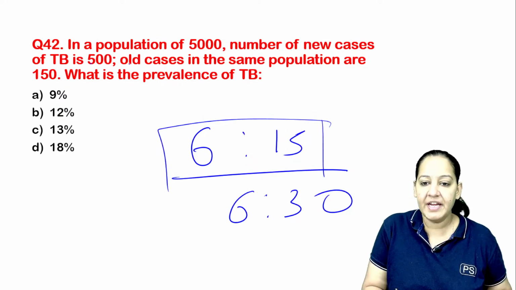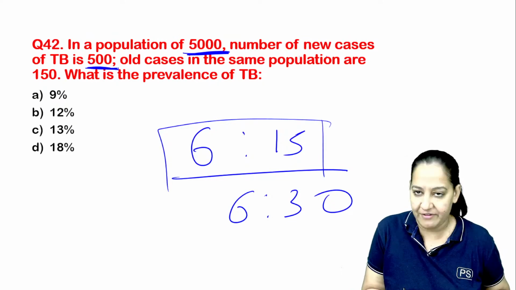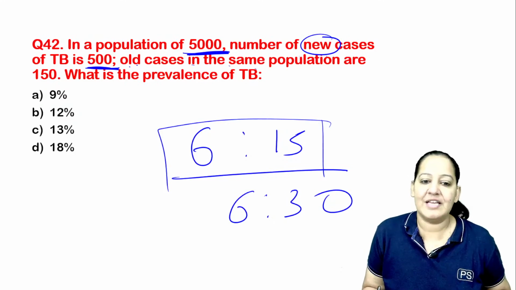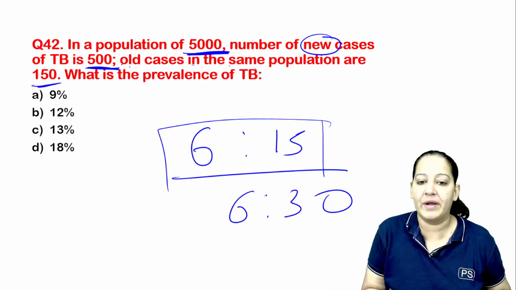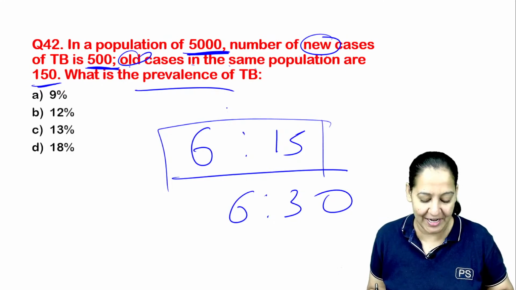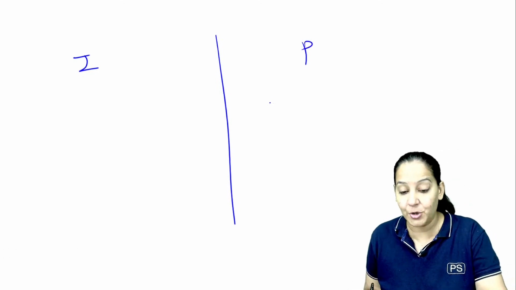Read the next question. In a population of 5,000, the number of new cases of TB is 500. Old cases in the same population are 150. So what is the prevalence? How do we calculate incidence and prevalence in a community? What is incidence and what is prevalence? You first tell me. Yesterday I taught you.